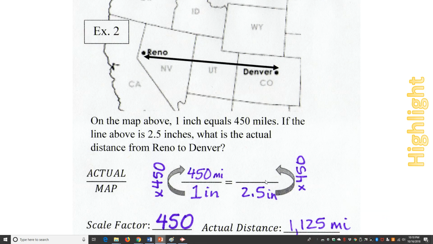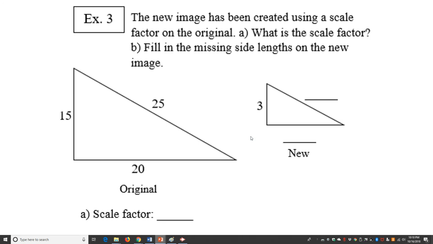And there's the pre-written example. So you should be highlighting your original value, which would be the map, and then the new value or the actual value, which is 450. So color coding things.